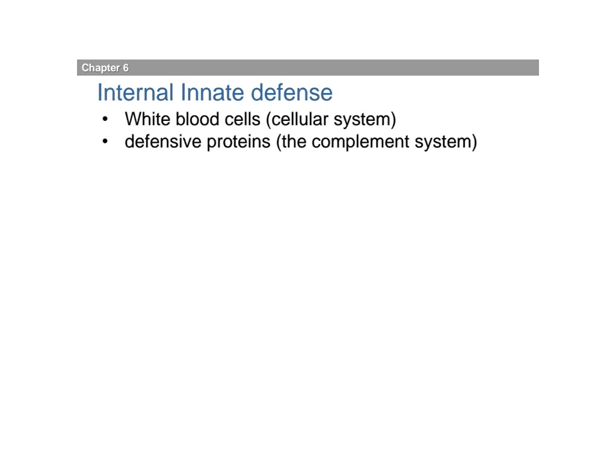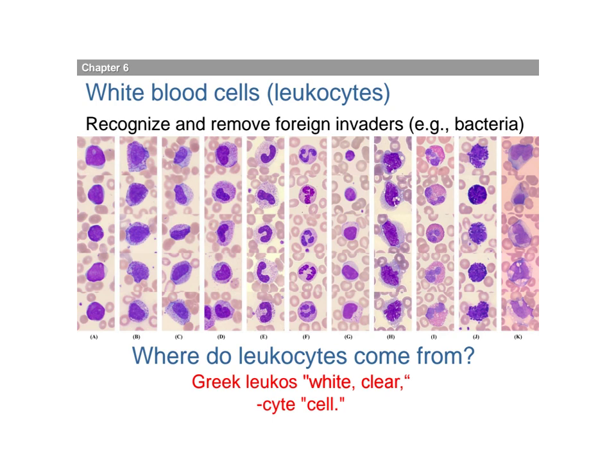The internal innate defense is composed of two parts: the white blood cells, which is the cellular system, and defensive proteins, which is referred to as the complement system. White blood cells are also called leukocytes. The term leukos means white or clear in Greek, and cyte simply refers to cell. So these white blood cells recognize and remove foreign invaders, such as bacteria.